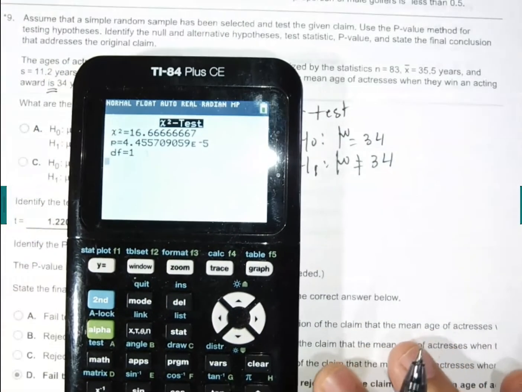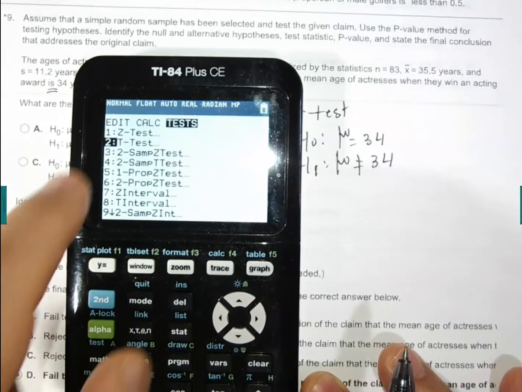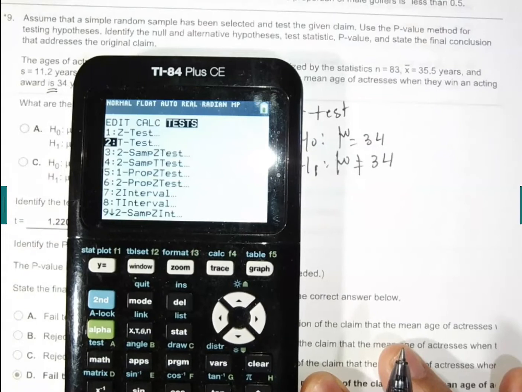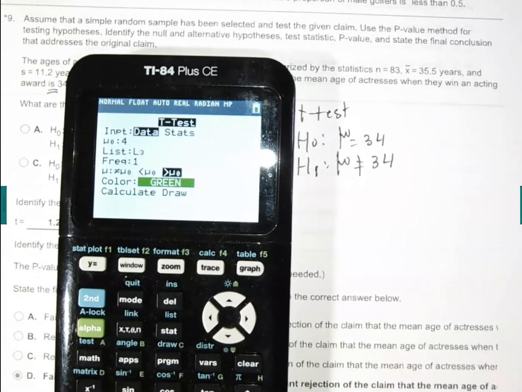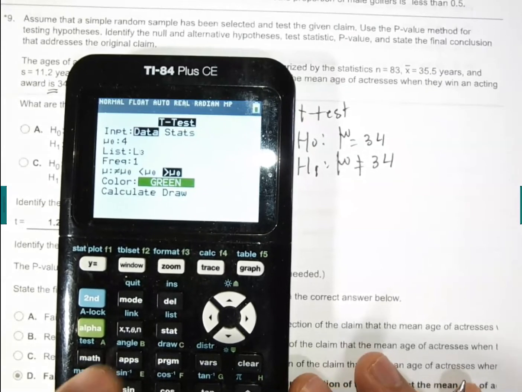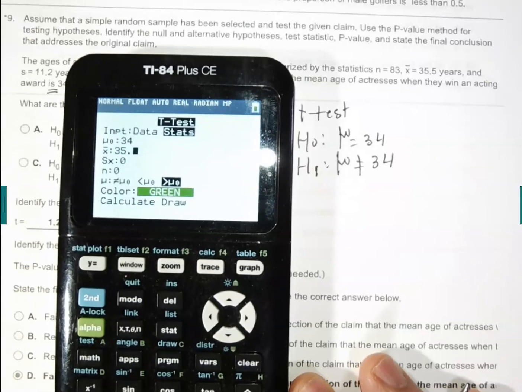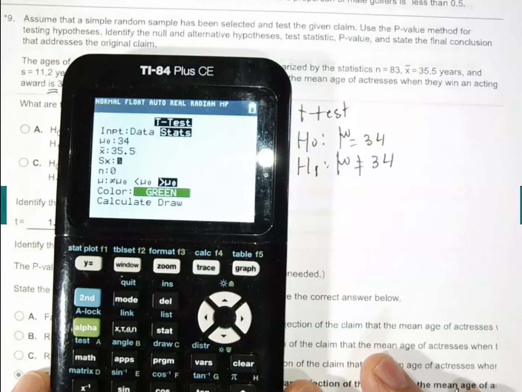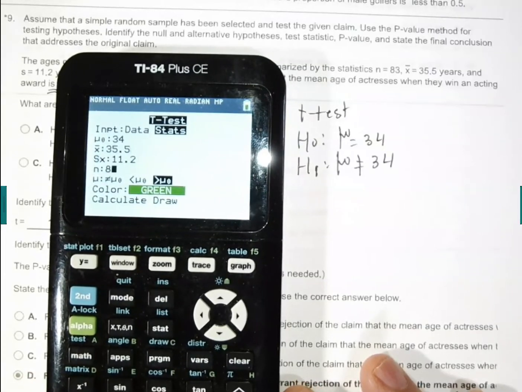So here's the calculator. I'm going to go to stat, tests. The second one, the z-test, you only use when he gives you the population standard deviation. You should not use it just because it's the first test that you see on the calculator. So we have to use a t-test here. I don't have data, I have a summary, so stats. mu0 is 34. X bar is 35.5. S is 11.2. N is 83.